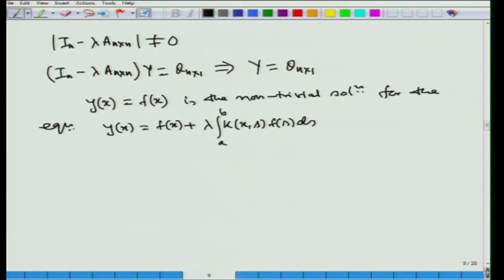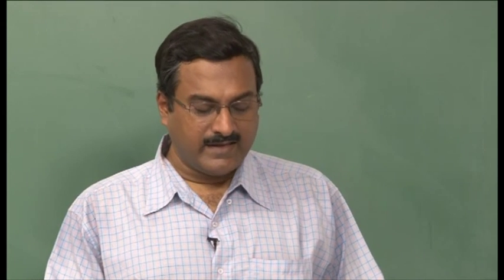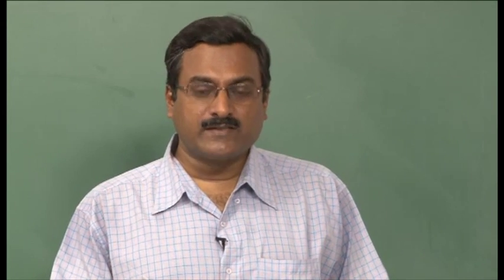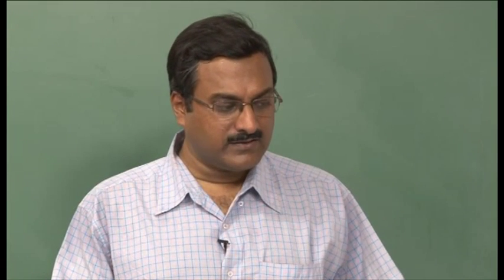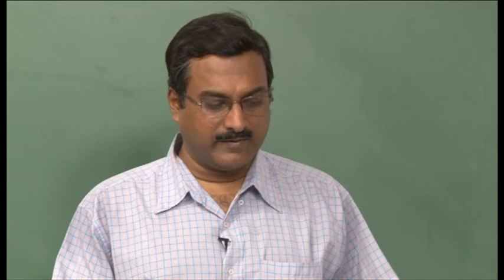And the case when this determinant of I n minus lambda a n cross n is equal to 0, then we can find the corresponding eigenvalues, and therefore we will have the eigenfunctions, and in that case the solution will be the sum of f x and a scalar multiple of eigenfunctions of the associated problem.